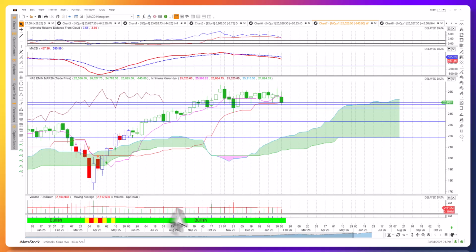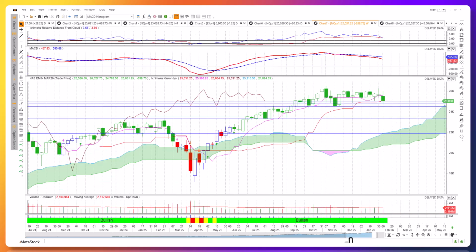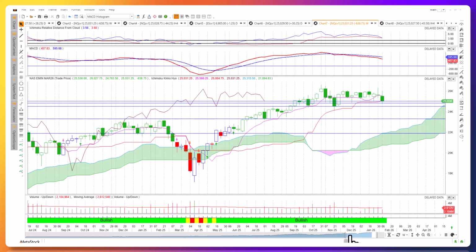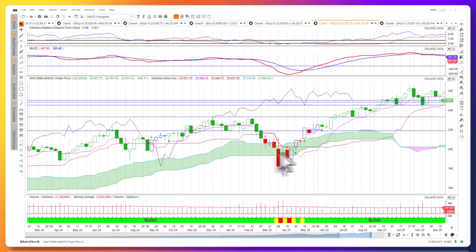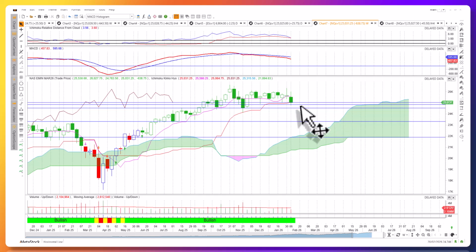So we might have something like what we've had here, where it becomes too extended from the cloud, and it pulls back, slices through, and looks for support here at the bottom end of the front end of the cloud. So that's the scenario that we've got on the daily. Watch very closely to see if support is going to come back into this 25,000 zone, 24,844 on the weekly Ichimoku cloud.